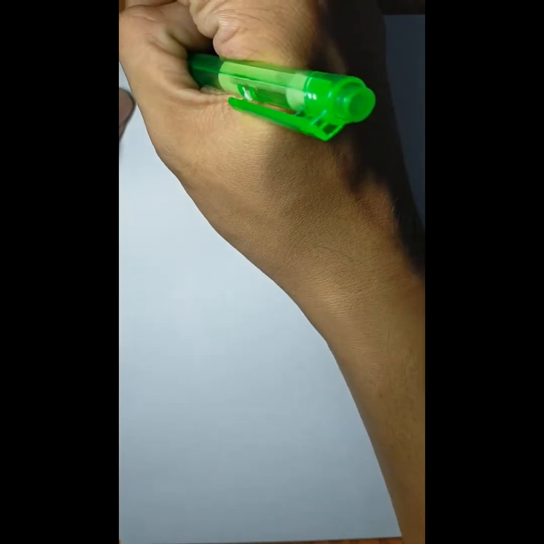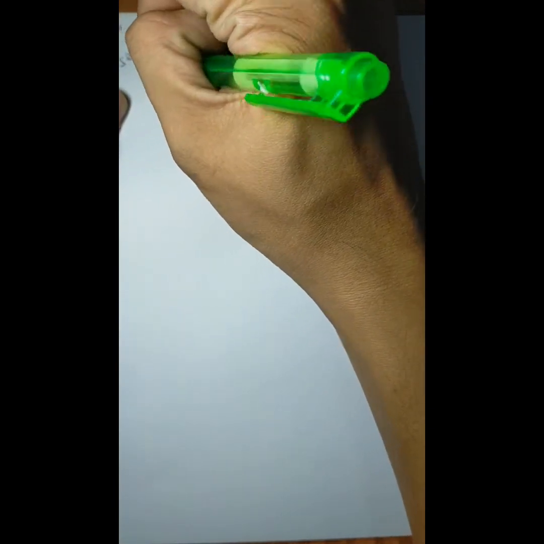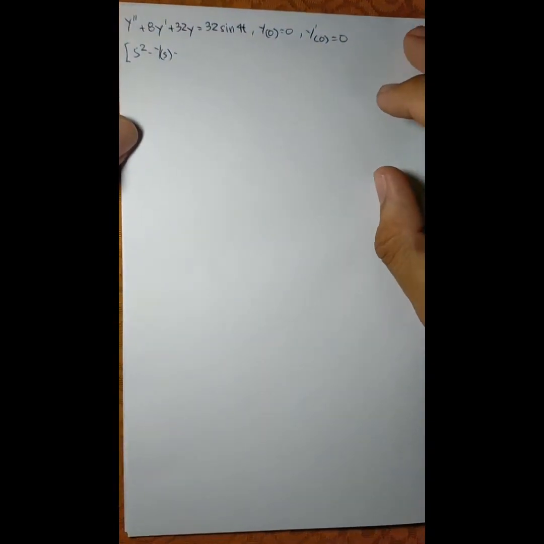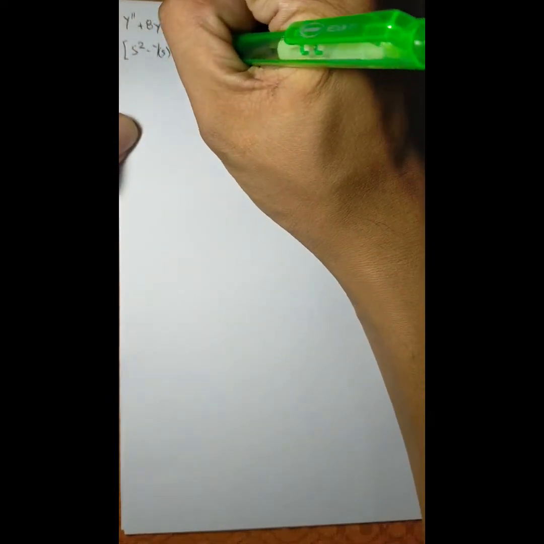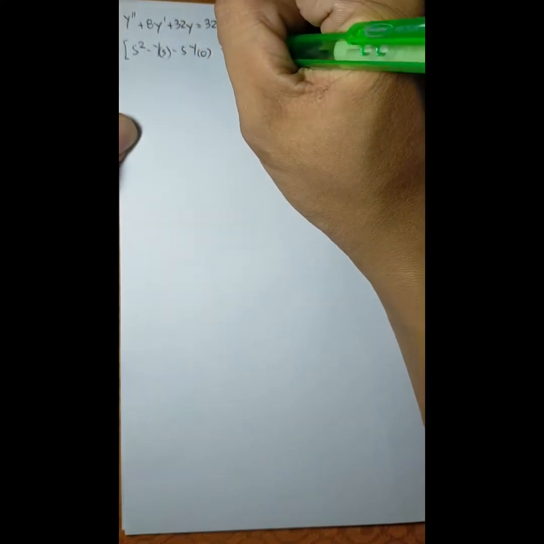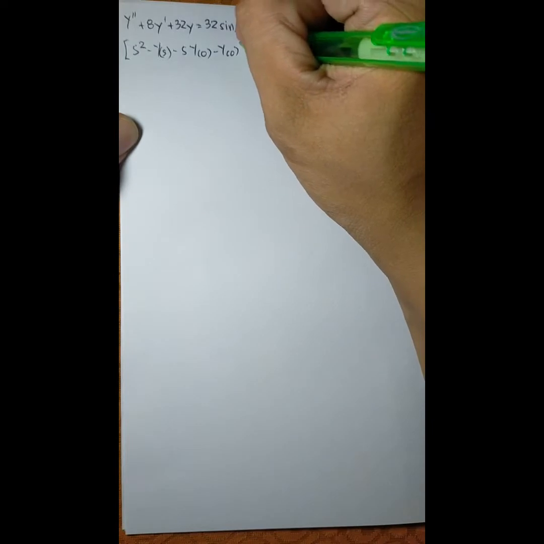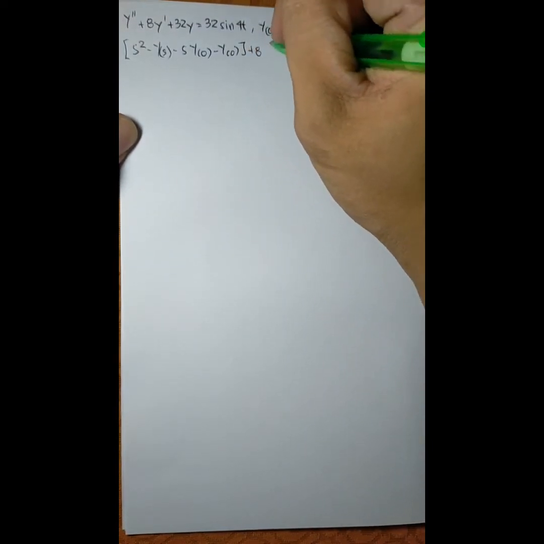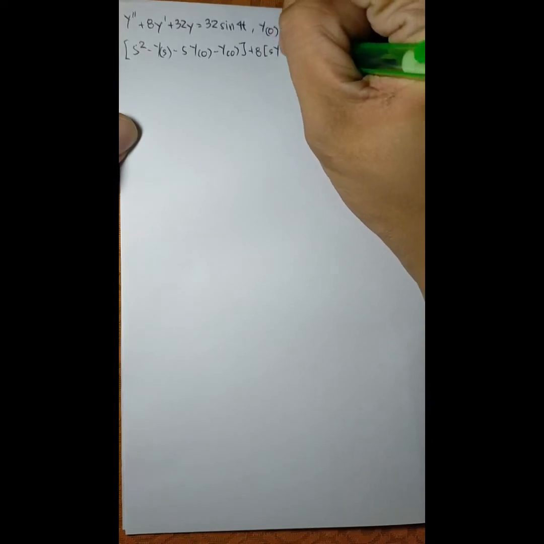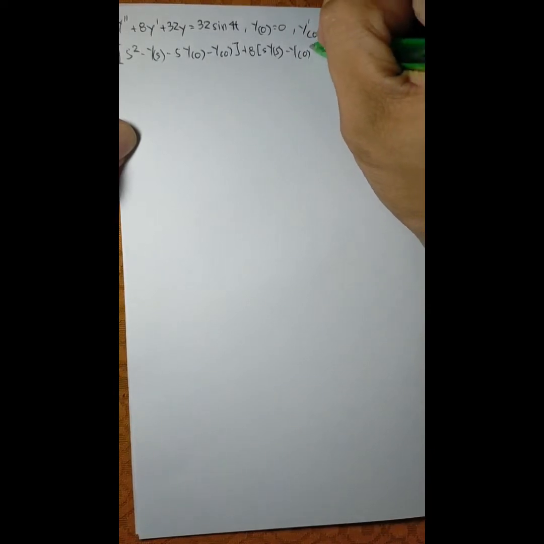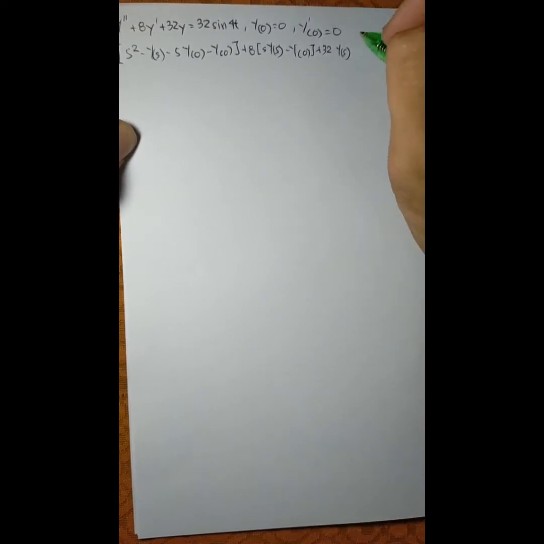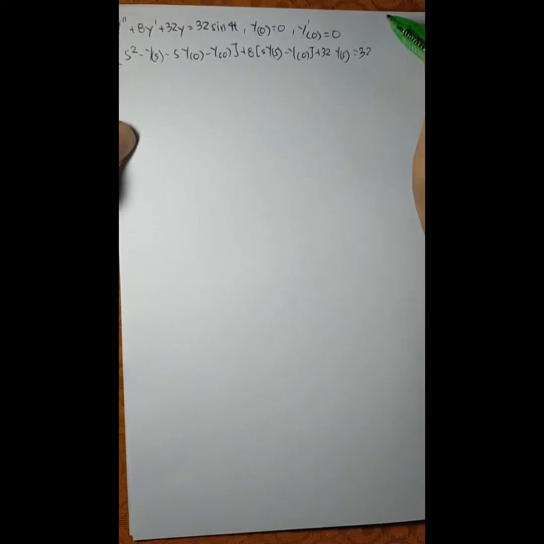So this is s squared Y(s) minus s y(0) minus y prime(0) plus 8 times s Y(s) minus y(0) plus 32 Y(s) equals 32 sine of 4t.